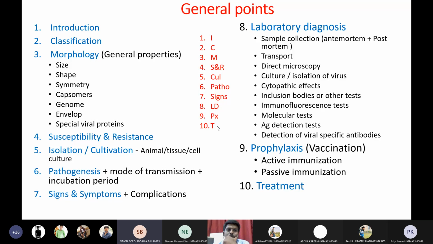Sir, in terms of sample collection, what types of sample can be used for detection of the polio? The sample we collect for polio, what type of sample collection can we take? We can understand that after seeing its pathogenesis.